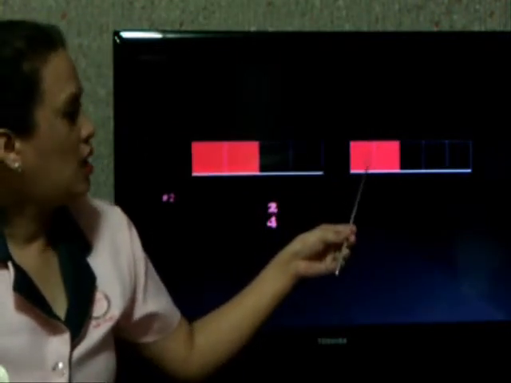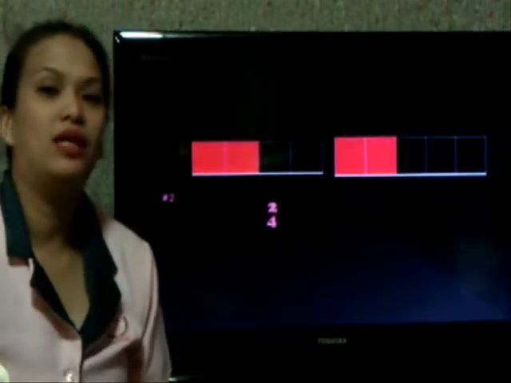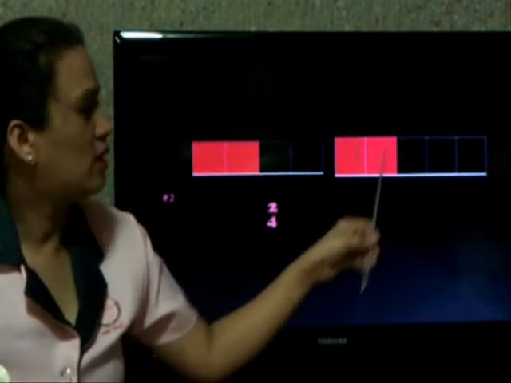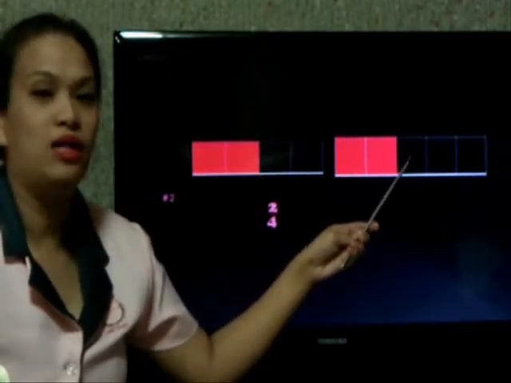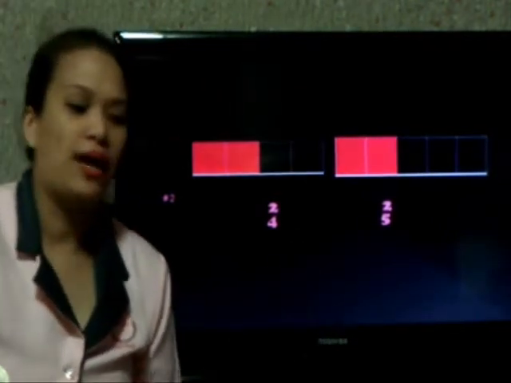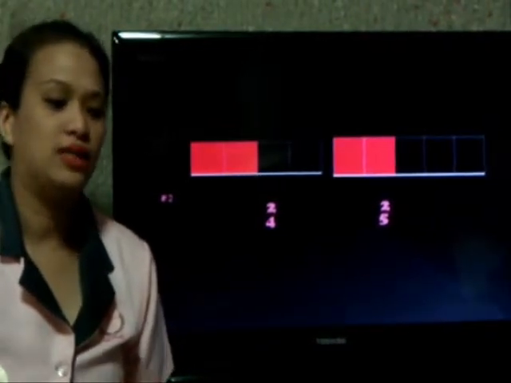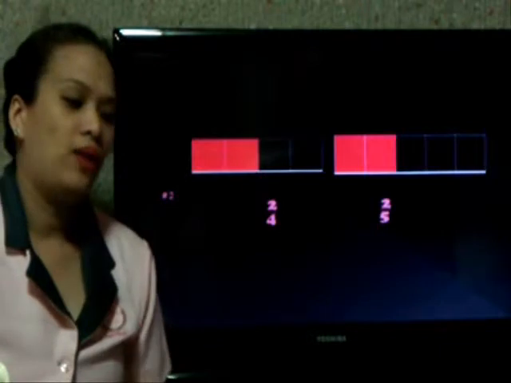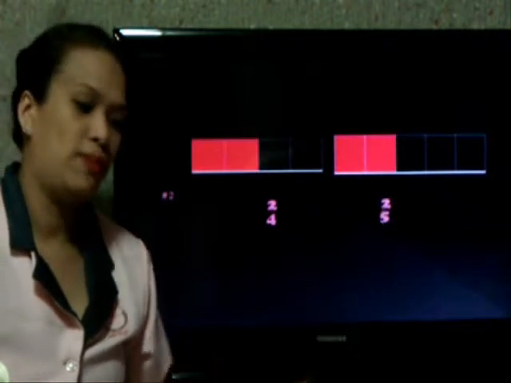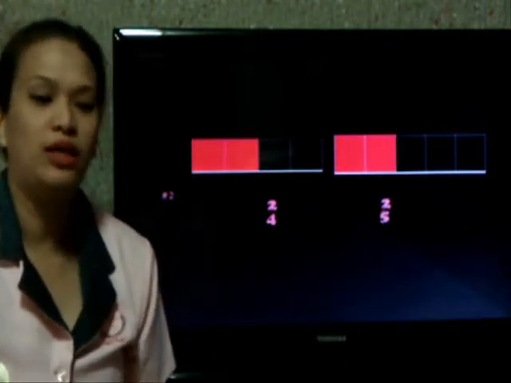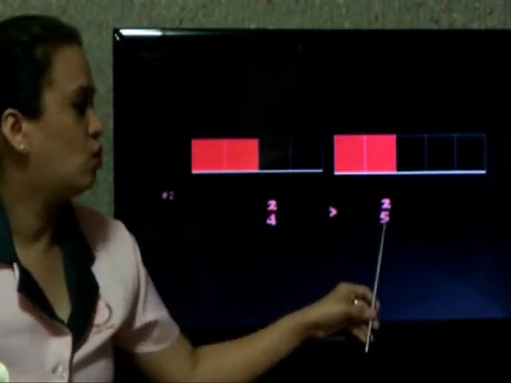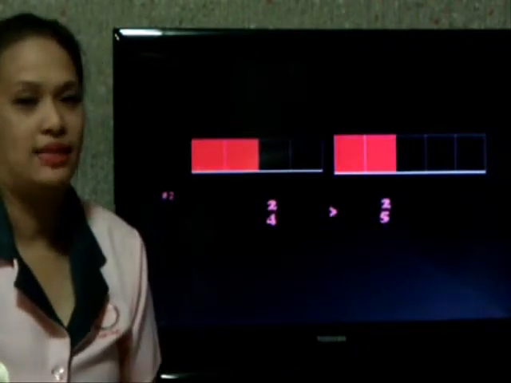Now, in here, this bar is divided into 5 pieces. So we can say that 2 parts of it are shaded. So this bar is 2/5. Now, this time the denominators are different and the numerators are the same. Whenever you compare different denominators such as 2/4 and 2/5, the bigger the denominator, the smaller the fraction. So we can say that 2/4 is greater than 2/5. And that's the answer.